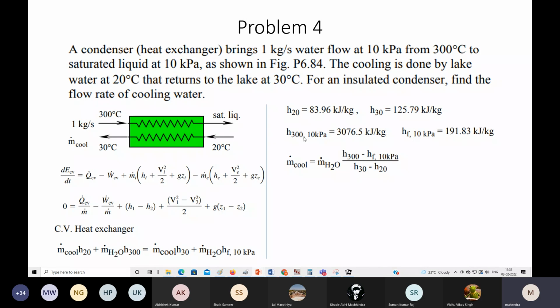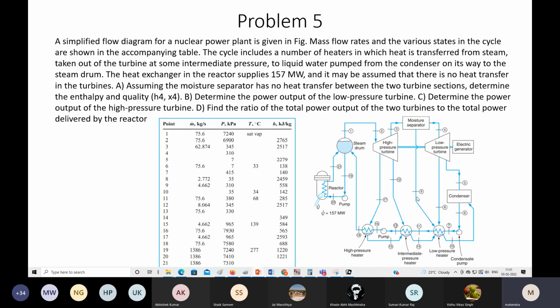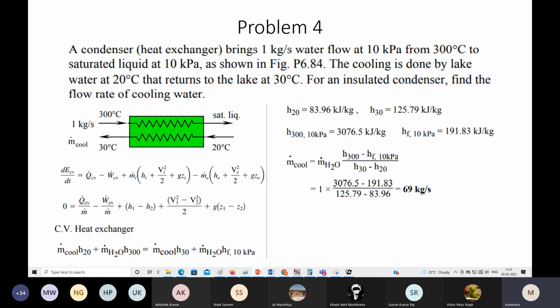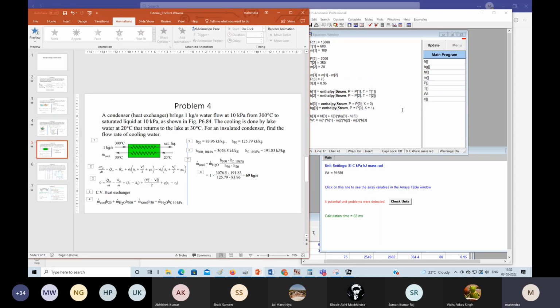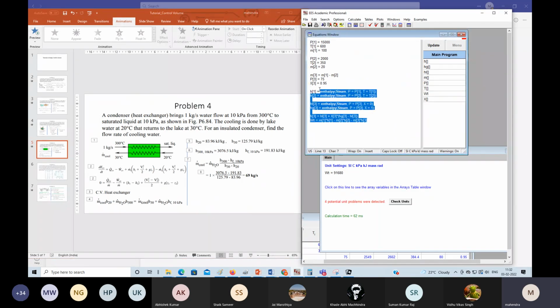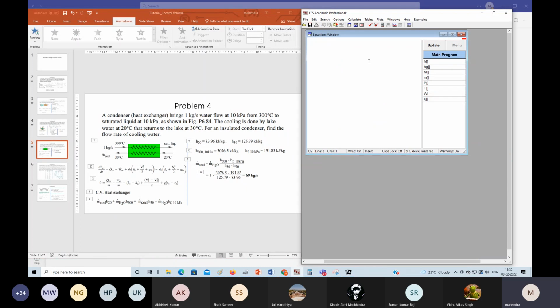Now we know all the values, enthalpies as well as the mass flow rate of the steam. Once you substitute everything, you will get 69 kg/s. Okay, fine. So then, shall we solve this problem in our software? Yes. Let us try. These are all very simple actually. Okay, so I'm deleting this. Then what shall we do over here?